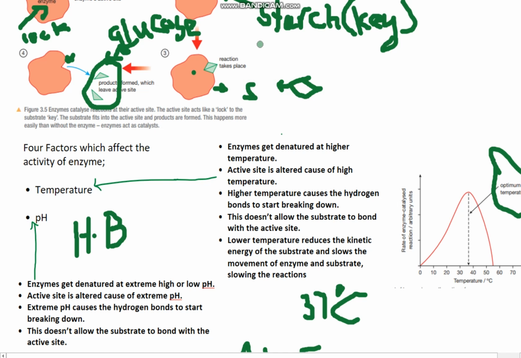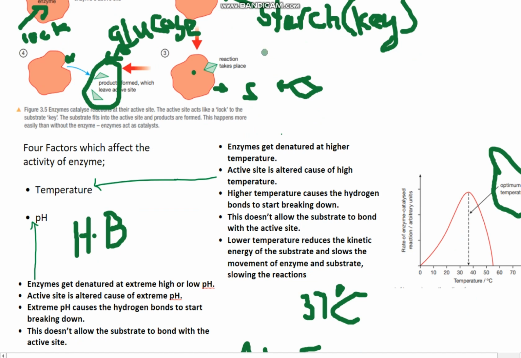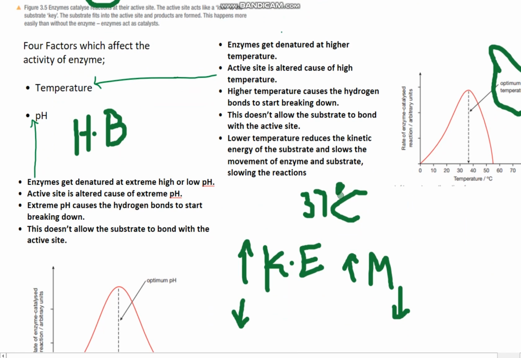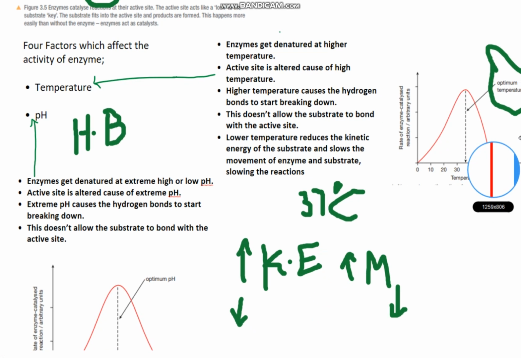At higher temperature, they move closer to each other. They move faster to each other. But at lower temperature, it moves slower. So eventually, the reaction doesn't take place in that format, which affects the rate of reaction.